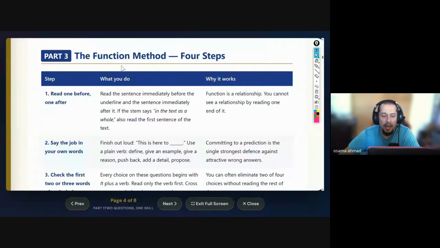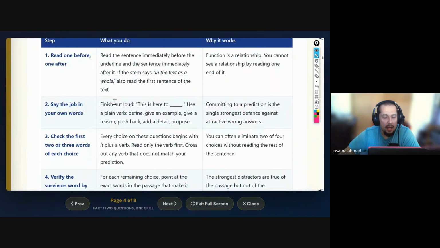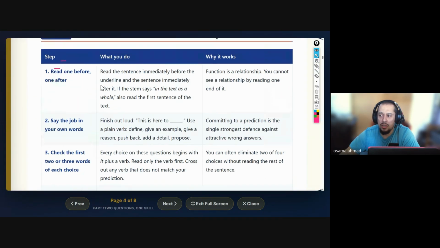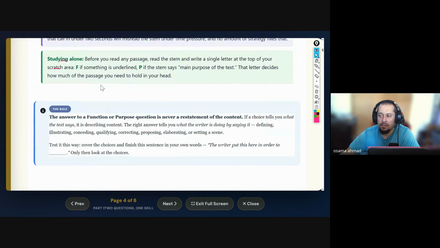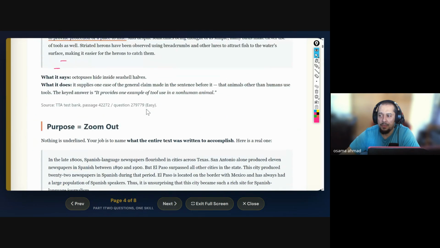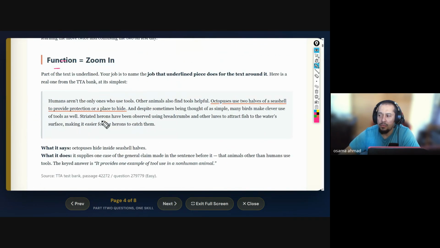So ازاي بنلاقي the function? Number one, what do you do? Read one before, one after. So يدينا underline portion زي هنا، زي ده، صح؟ لو بيسألني what is the function of the underlined portion بشوف قبل وبعد. لو بيسألني in the text as a whole لازم أقرأ كلها أشوف المين idea بتاعت التكست.